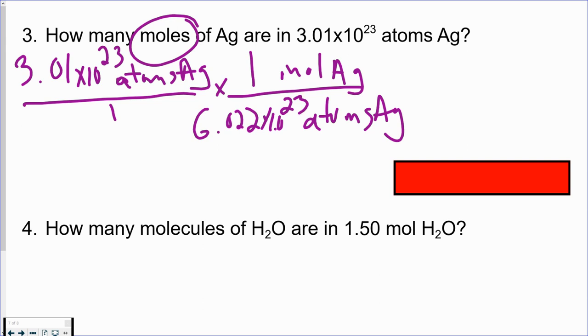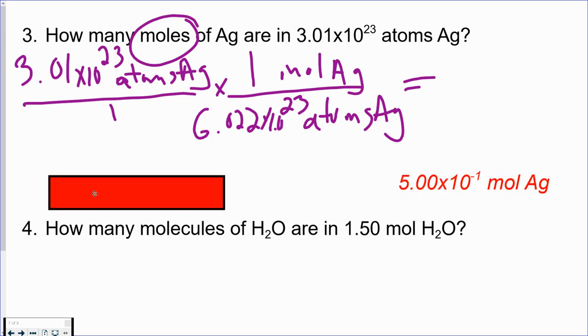Now, you might notice that 3.01 and 6.022, this is about half of it. 23 and 23, when you divide, you're going to subtract. So my guess is that's 5.00 times 10 to the 0 mole Ag. Let's take a look. Actually, it's 10 to the -1, because I forgot that you're going to get this in your calculator something about that, times 10 to the 0. And since we move it back, that gives us the -1.